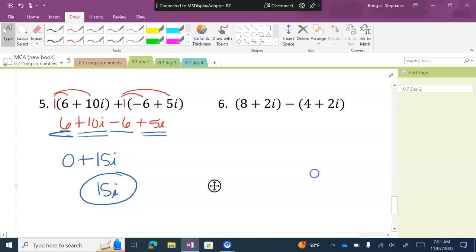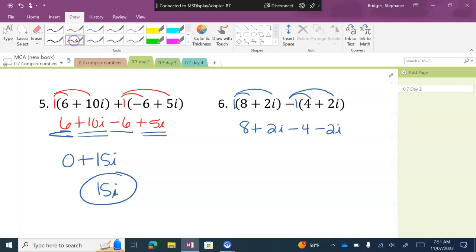And then with number 6, again, we have a 1 in front. I do have a minus sign, so that will change the second part. Negative 1 times 4 gives me a negative 4. Negative 1 times a positive 2i gives me a negative 2i. Combining my real parts, what's 8 minus 4?